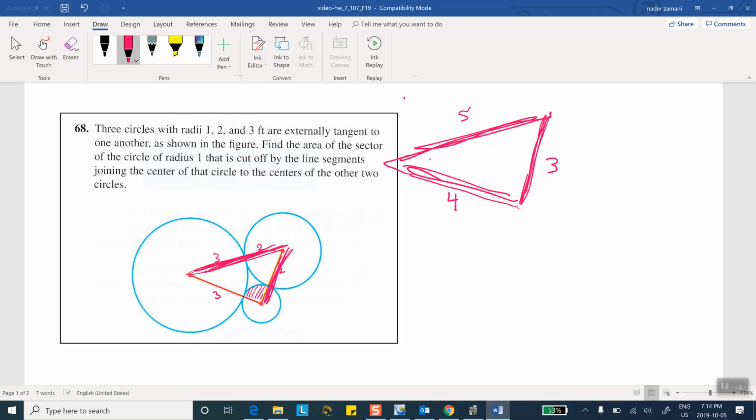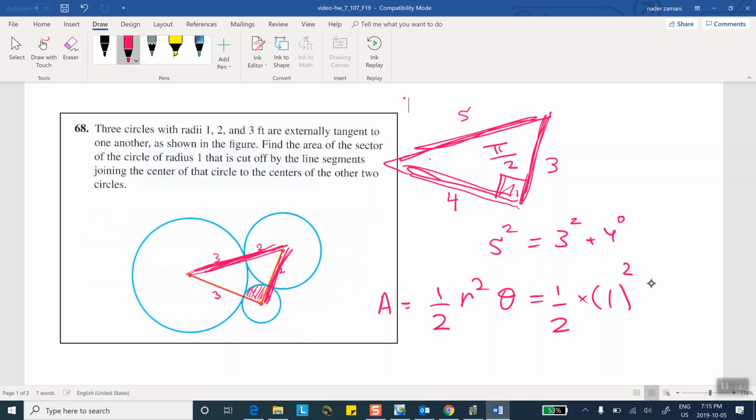You had some trigonometry, some geometry, and Pythagorean's theorem tells you, because 5 squared equals 3 squared plus 4 squared, this is a right triangle. And if this is a right triangle, this angle is pi over 2, 90 degrees, right? So this shaded area is 1/2 the radius of that circle squared times the angle that it subtends, which is 90 degrees. So it's going to be 1/2. Radius is 1. You square it, and the angle must be in radians, so that's pi over 2. So that's pi over 4.